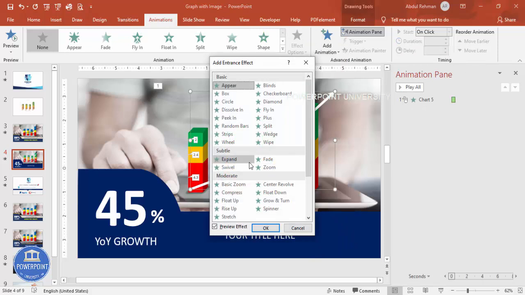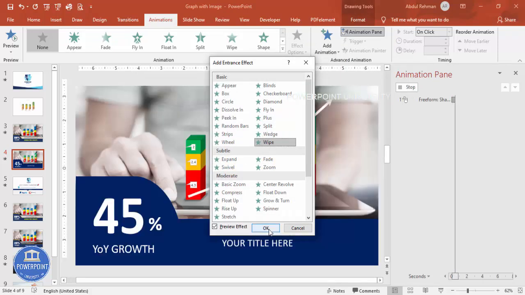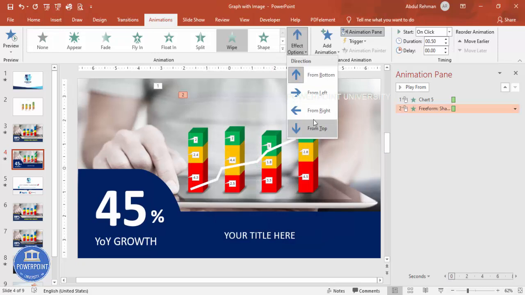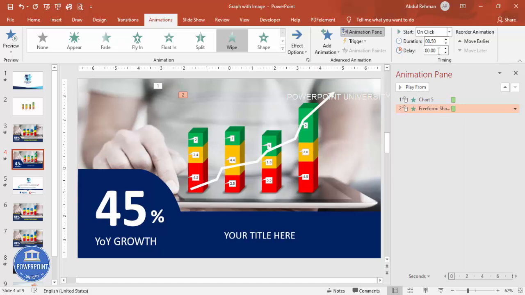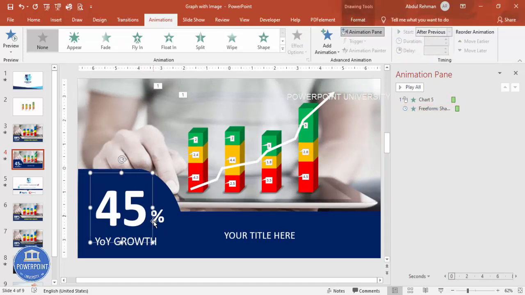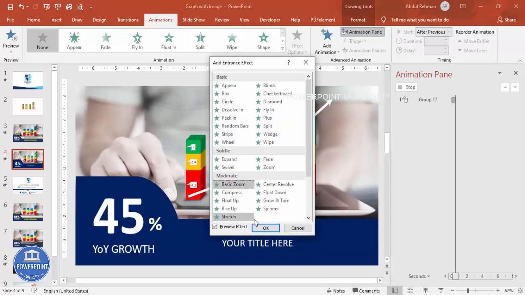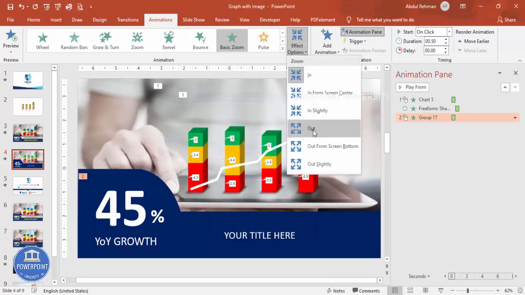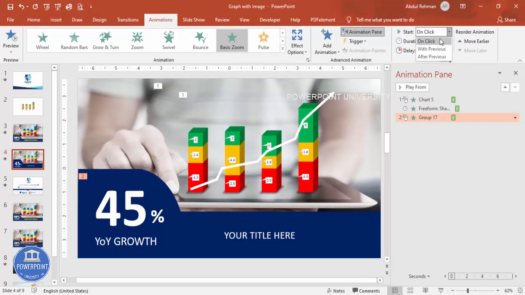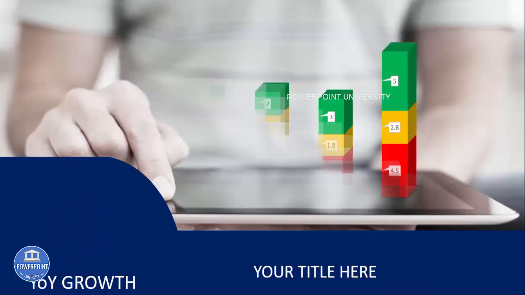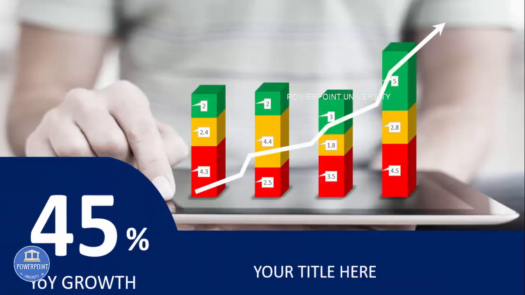Okay, and once that is done, I can select this one, add animation. Same, I'm going to use the wipe animation, and click and say from bottom, or you can select from left also, like this, and that should happen after previous. And for this also you can add the animation. Let me just group this and add animation, and I'm going to say basic zoom, click OK, and this one it should be out like this and should happen after previous. All right, so if I play now, it comes like this, you can see here.